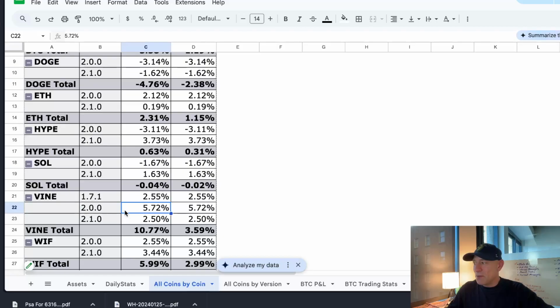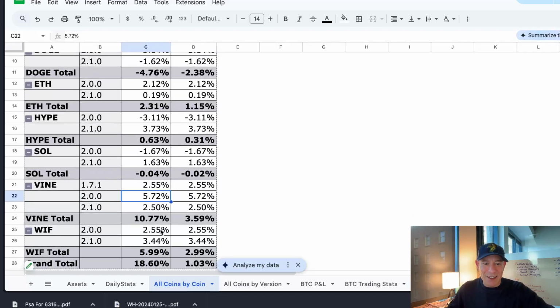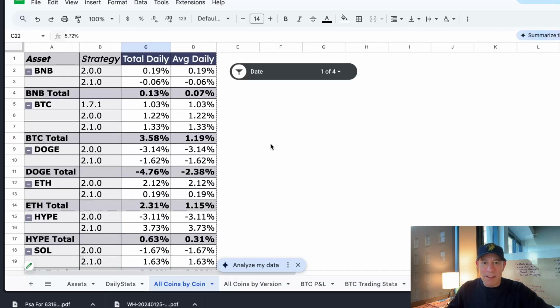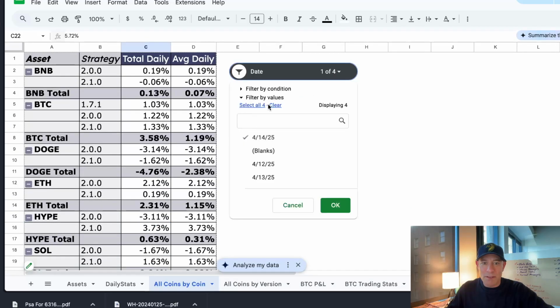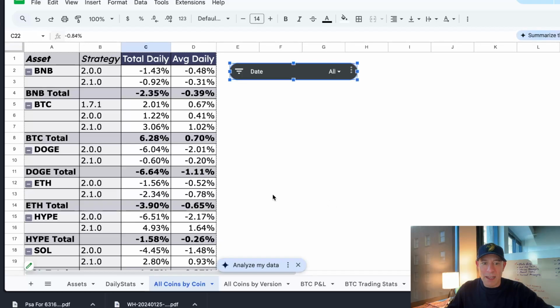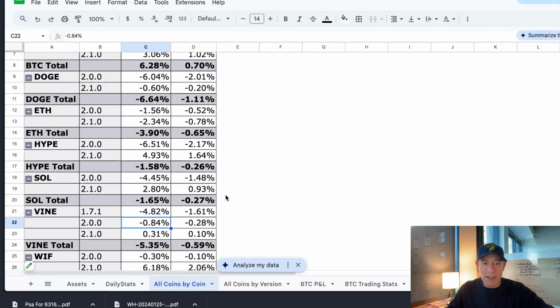I was watching it over the weekend. There was like a 10% move up and then a 10% move down in like an hour. And so the strategy got blown up yesterday on that move. But in general, what I have been seeing is that the 2.1 version has been performing better.